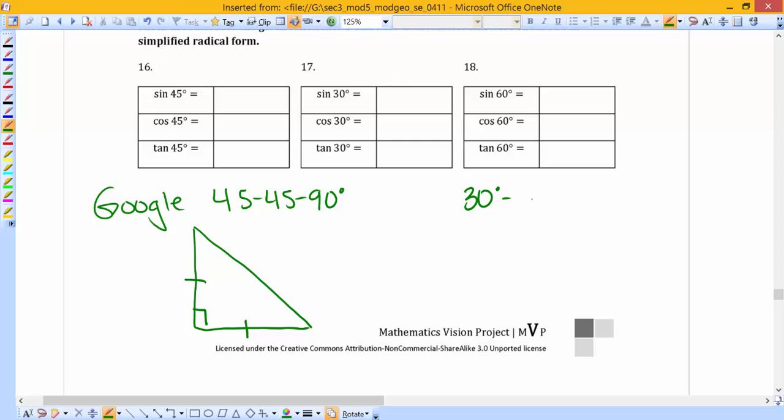And then there's a 30, 60, 90-degree triangle. And if you guys can find those on the internet, it'll actually be better for filling in 16, 17, and 18. So I would like you guys to see if you can find the 45, 45, 90 triangle and the 30, 60, 90 triangle on the internet and see if you can use those to fill in 16, 17, and 18. That way you're actually leaving them in square root form. These are not that bad.